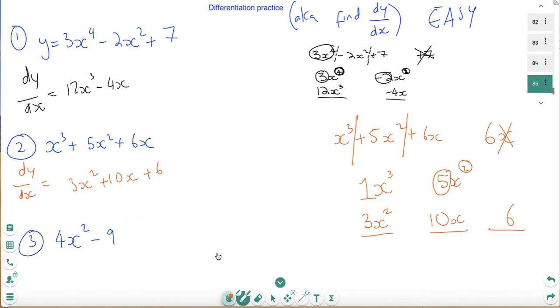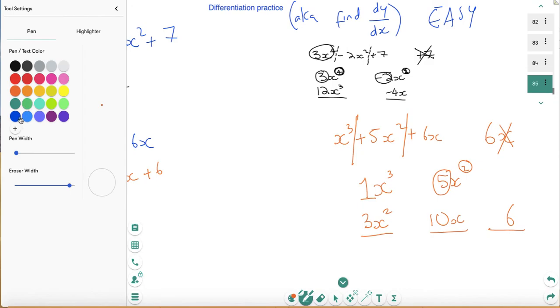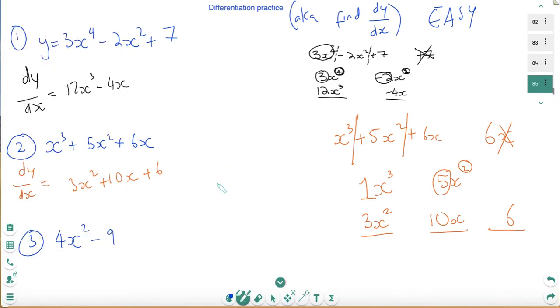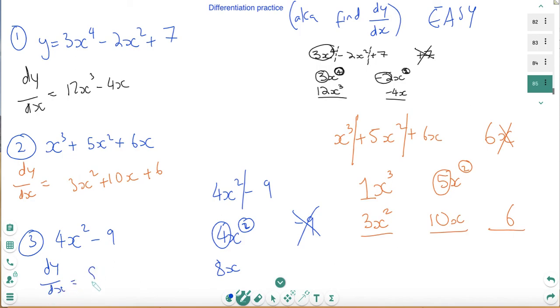Last one, 4x squared minus 9. So cut it. So 4x squared, multiply the indice by the coefficient. 4 times 2 is 8x, and subtract the indice by 1. 2 minus 1 is 1. 8x to the power of 1, which is just 8x. And then the next term is minus 9. If there's just a constant, it just gets eliminated. So what do we have left? Just 8x. So dy over dx is equal to 8x.